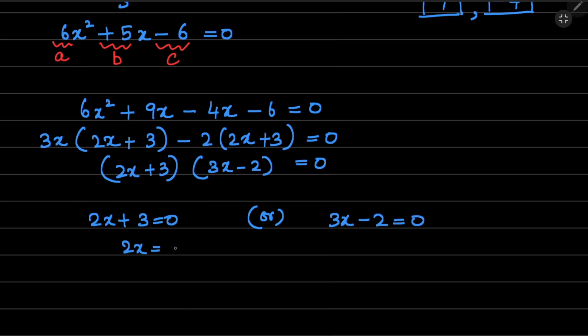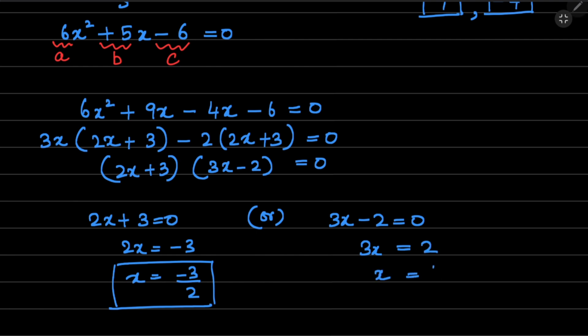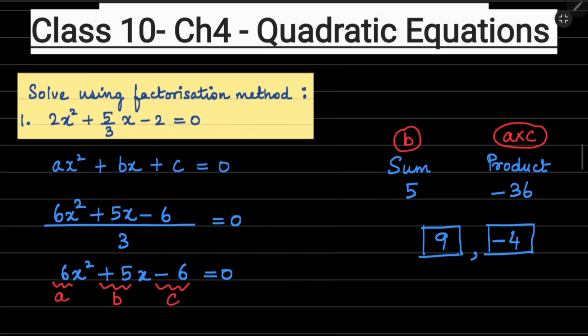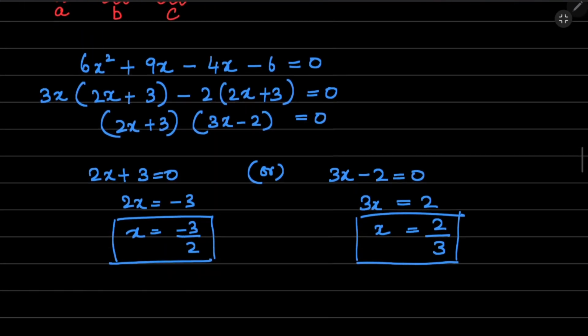So 2x equal to minus 3, x is nothing but minus 3 by 2. This is one value of x. The other value is 3x is equal to plus 2, x is nothing but 2 by 3. So this is the second value. These two are the roots of the given equation. Okay, so these are the two roots of the given quadratic equation.